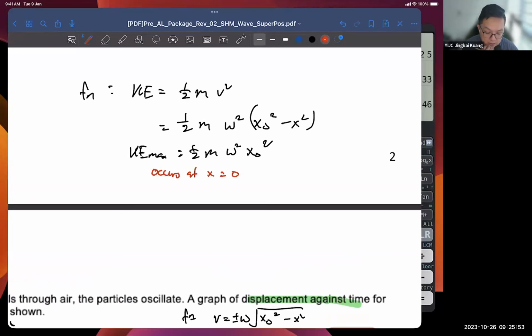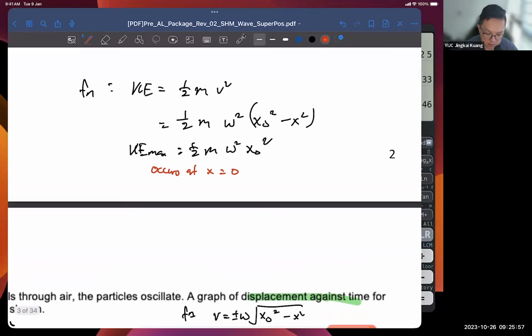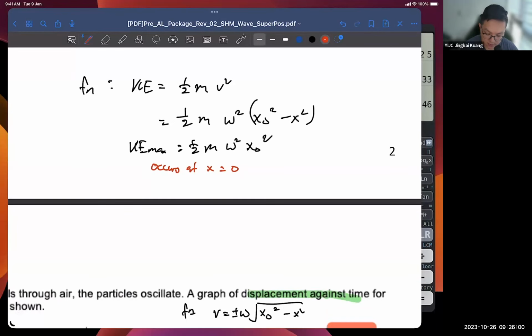Right. So the other kind of energy is potential energy. When your system comes to a complete stop at your amplitude, your KE becomes 0. So PE max is also equal to the same value, half m omega square x naught square. This is the maximum value of PE. From there you can also find PE based on position. This is a function again. PE based on position is half m omega square x square. So these are the few things I'm dealing with.